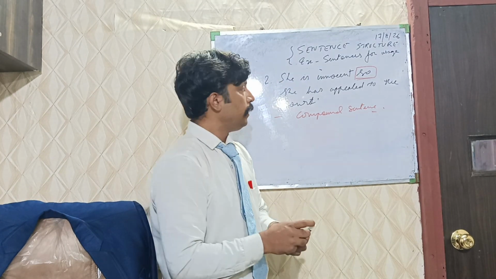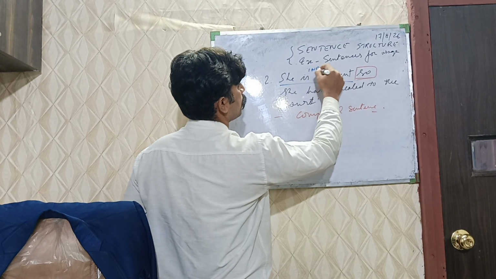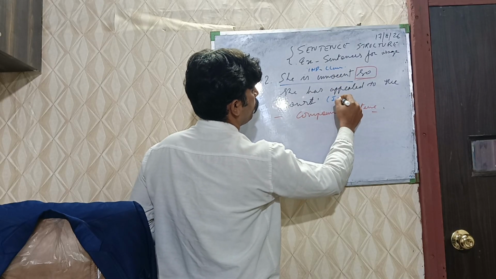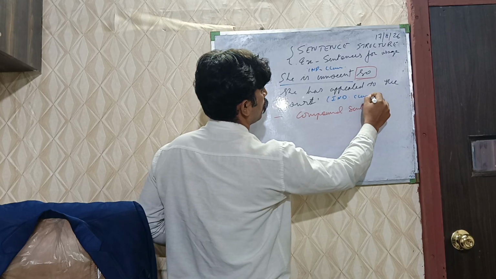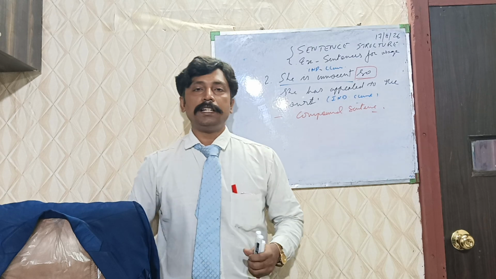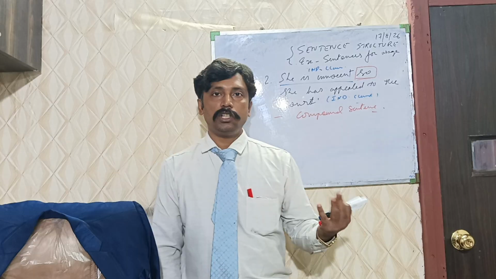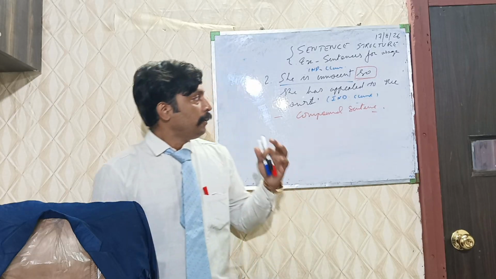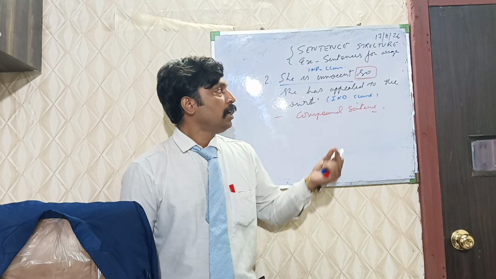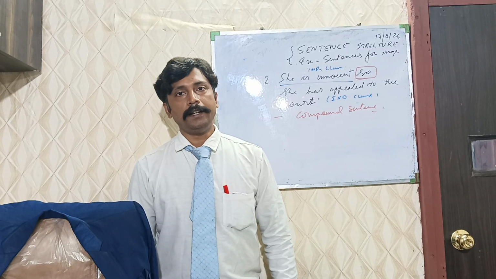The first part over here, she is innocent, is one independent clause, and she has appealed to the court is also an independent clause. So both are independent. That means both sentences can be used by themselves. You can say that she is innocent. That is also a complete sentence. You can say that she has appealed to the court. That is also a complete sentence. So if you have two complete sentences joined by a coordinating conjunction, that is called a compound sentence, right?